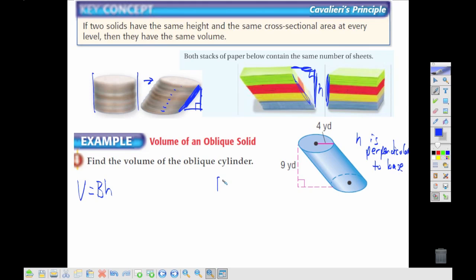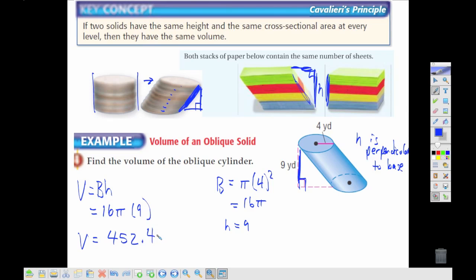And so my base here is going to be the circle still. So pi times 4 squared, or 16 pi. And my height would be the vertical here, making sure that it's perpendicular. And then I'll end up with a volume of 16 pi times my height of 9, which will give me a volume of about 452.4 cubic yards.